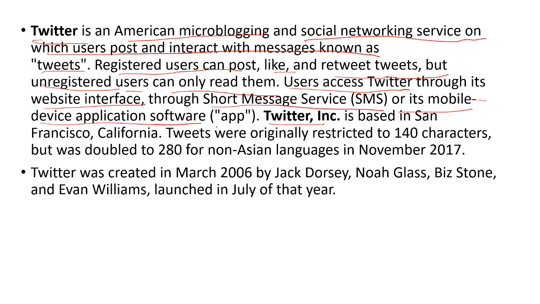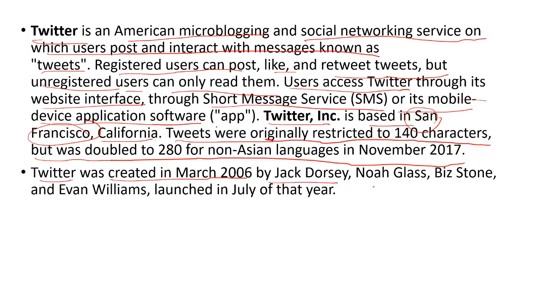Okay, Twitter Incorporation is based in San Francisco in California. Tweets were originally restricted to 140 characters, but now it is doubled to 280 for non-Asian languages in November 2017. Twitter was created in March 2006 by Jack Dorsey, Noah Glass, Biz Stone, Evan Williams, and launched in July of that year.